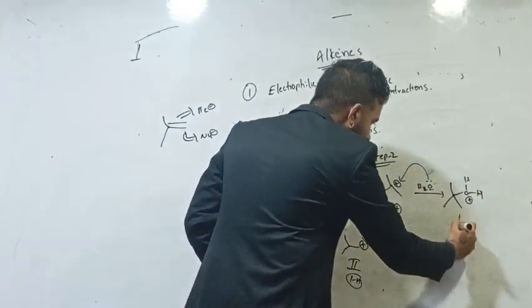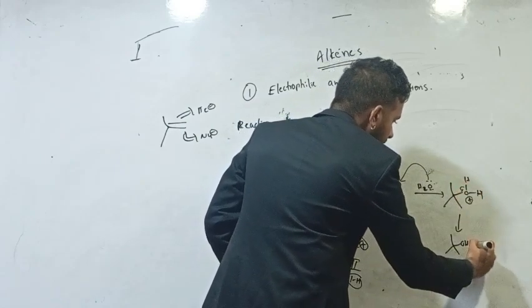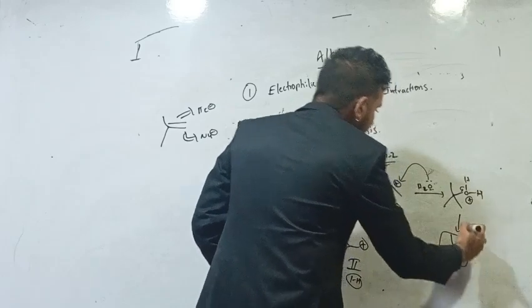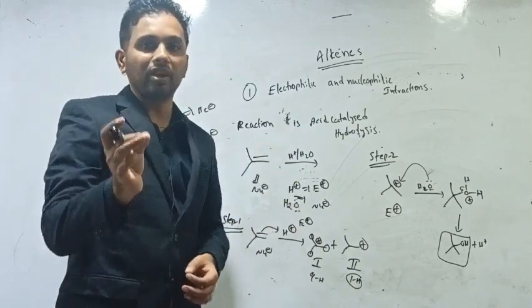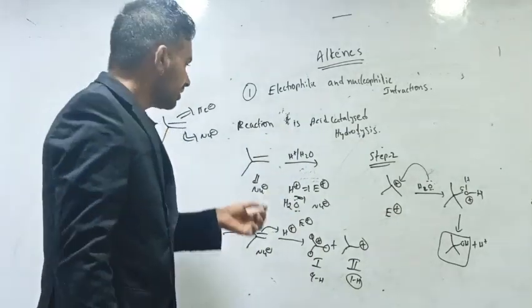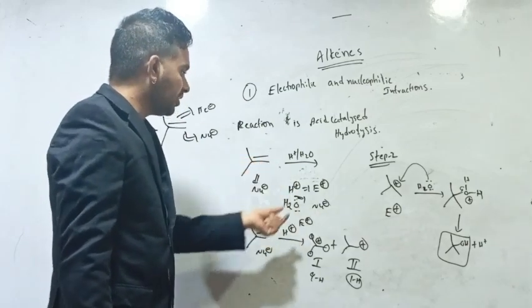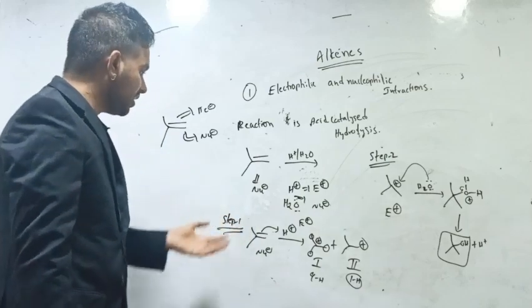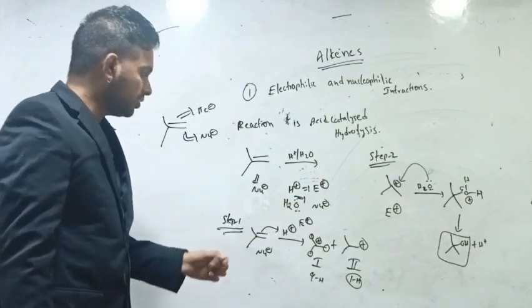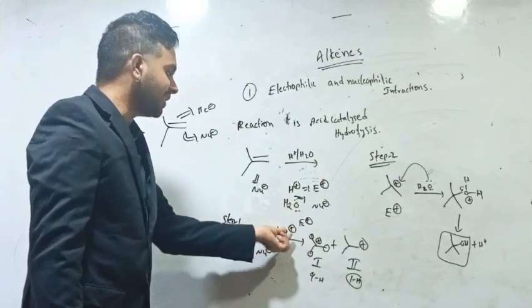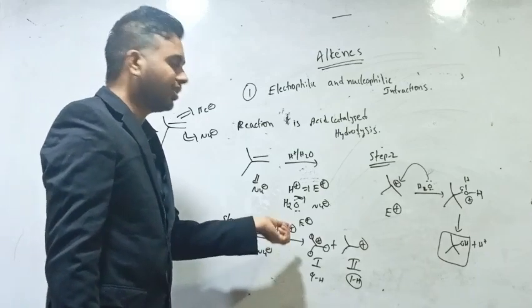Therefore, our final product will be OH and H+. So you can see we are explaining this reaction only on the basis of simple electrophilic and nucleophilic reactions. As we know, our alkene is a nucleophile, H plus is an electrophile and H2O is a nucleophile. Step 1 is all about transferring electrons from the nucleophile to the electrophile. Who is the nucleophile? Our alkene is the nucleophile and H plus is considered the electrophile. Therefore, we have to transfer electrons from the nucleophile to the electrophile.